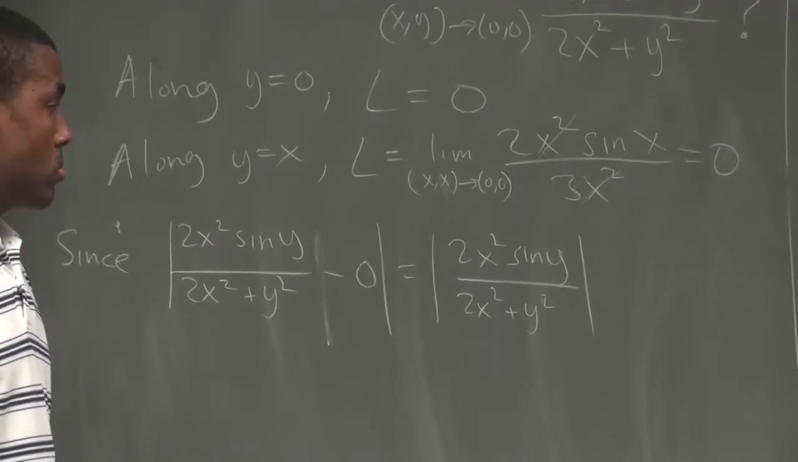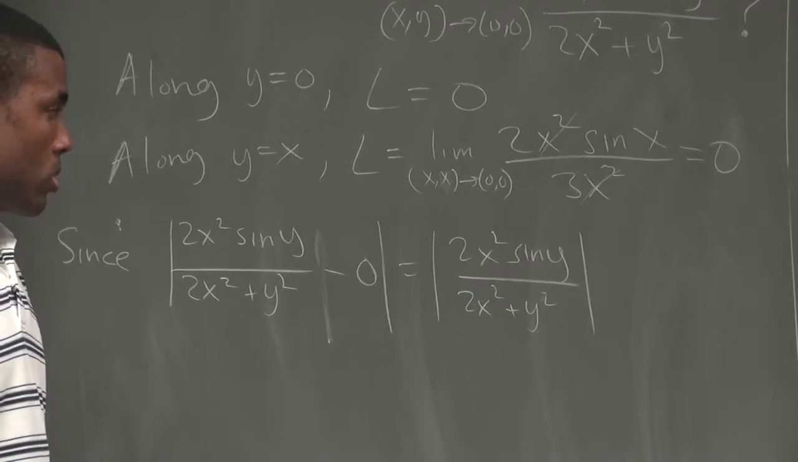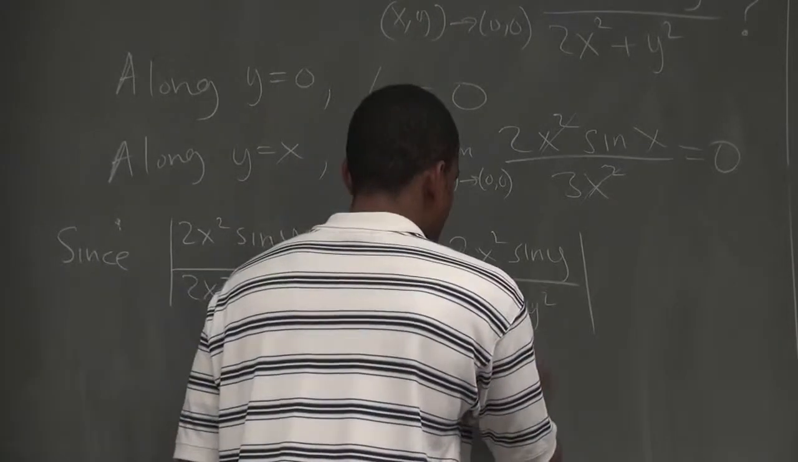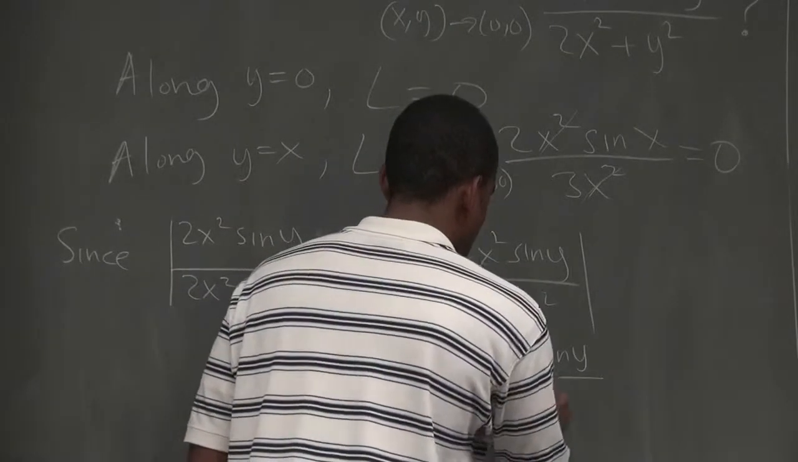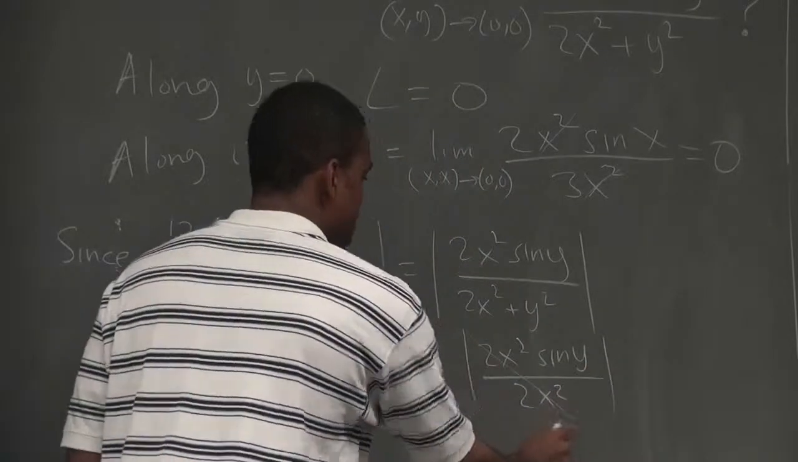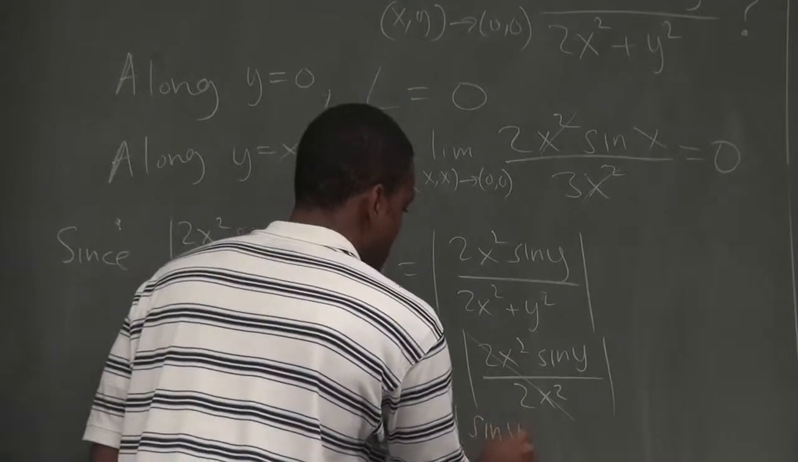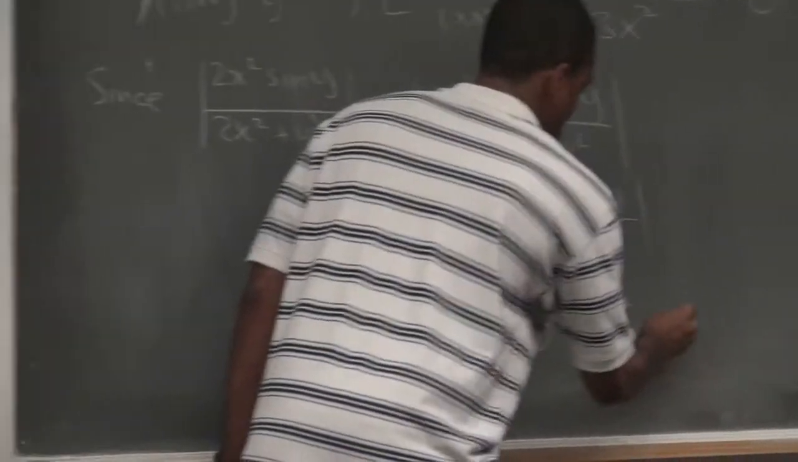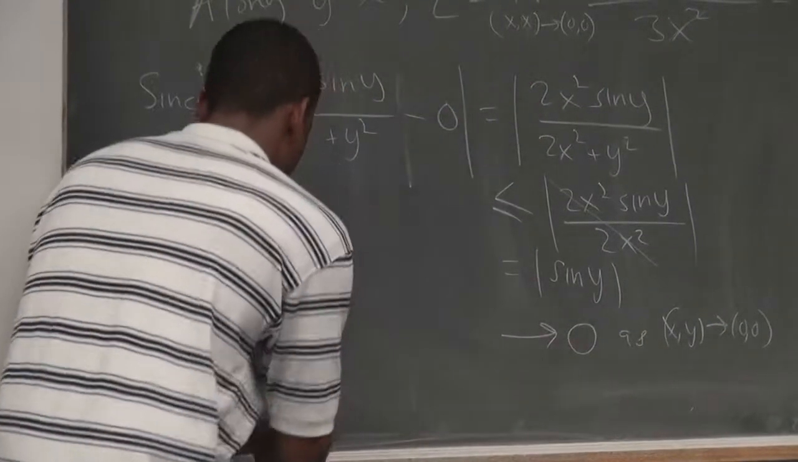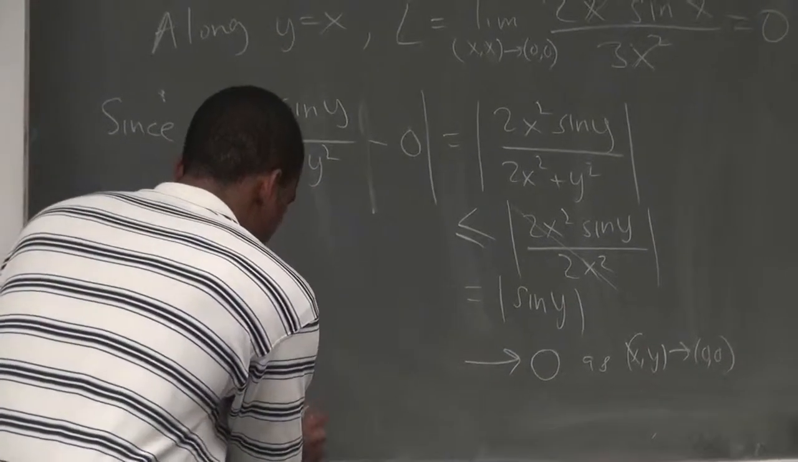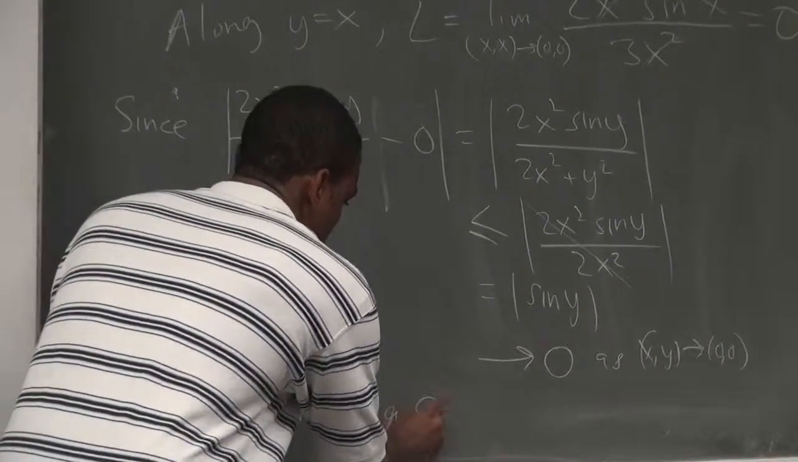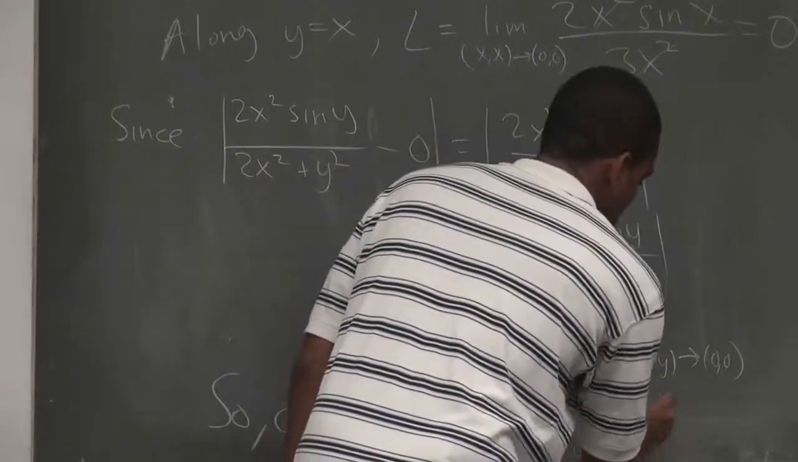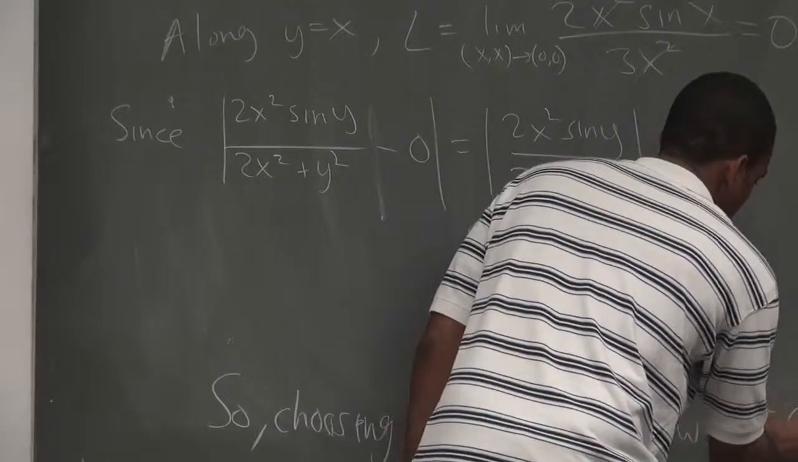We can remove the y squared in the denominator. So we have 2x squared sine y over 2x squared. You see that these guys would actually cancel. That just gives you sine y, and that actually approaches 0. So choosing g of x, y equals sine y shows L equals 0. Okay.